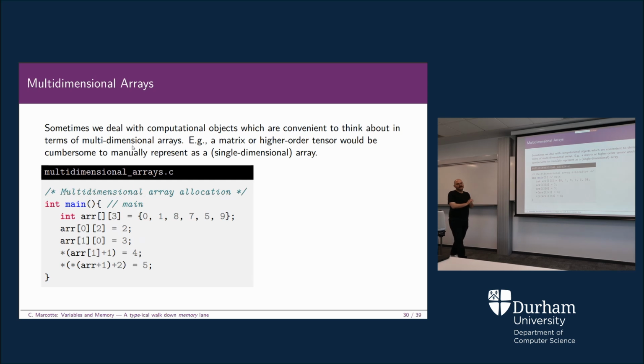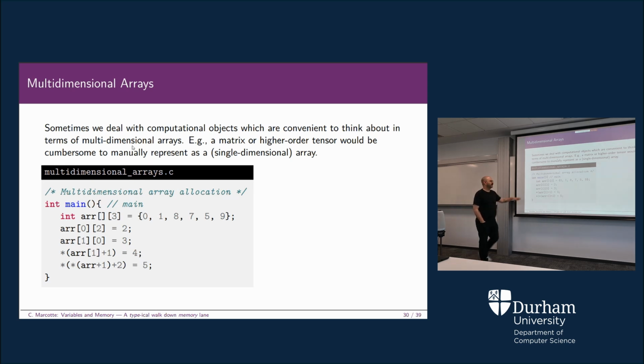You can do multi-dimensional arrays in C. They're kind of infrequently used for various reasons. But, especially for scientific computing, it's really convenient to think about things in terms of multi-dimensional arrays. For example, a matrix or a higher order tensor. Though in practice many libraries use single-dimensional arrays for these, it is helpful to think about them as two-dimensional arrays.